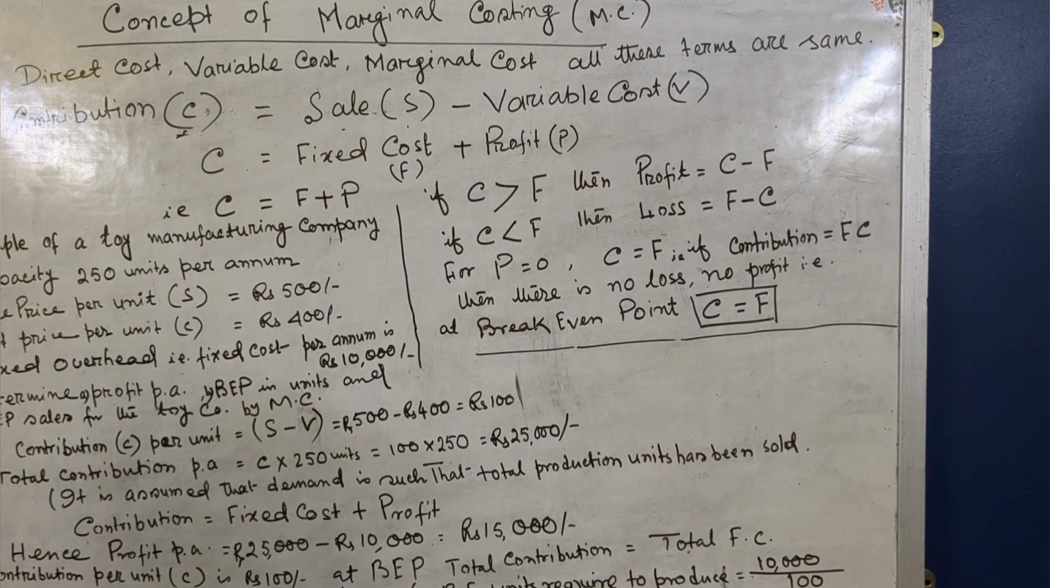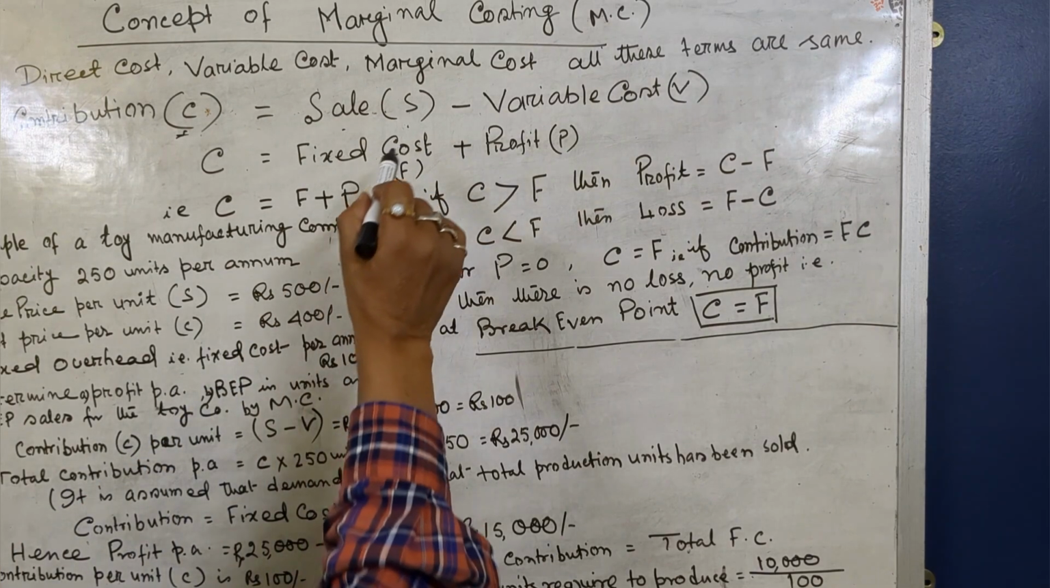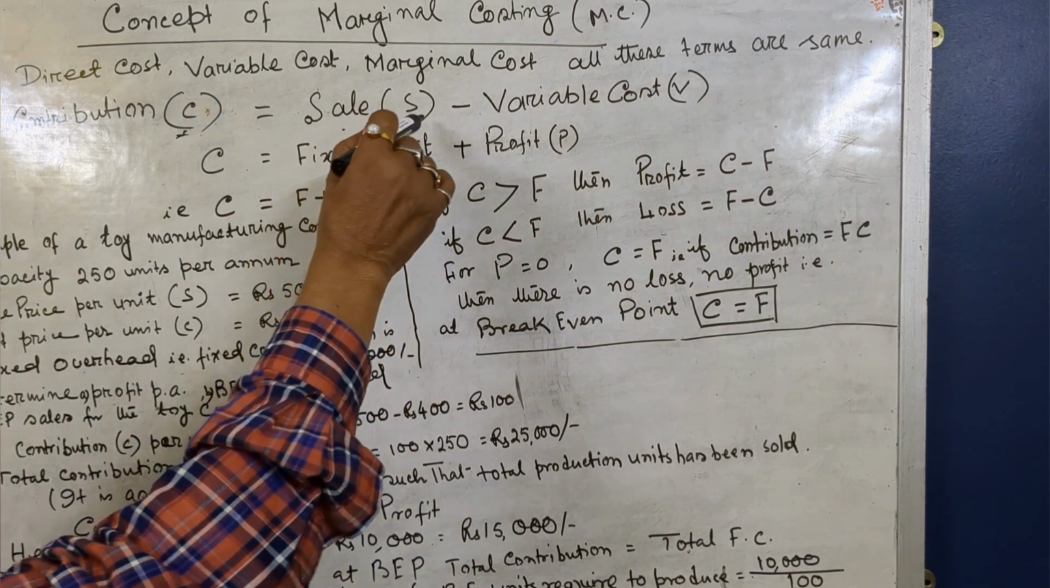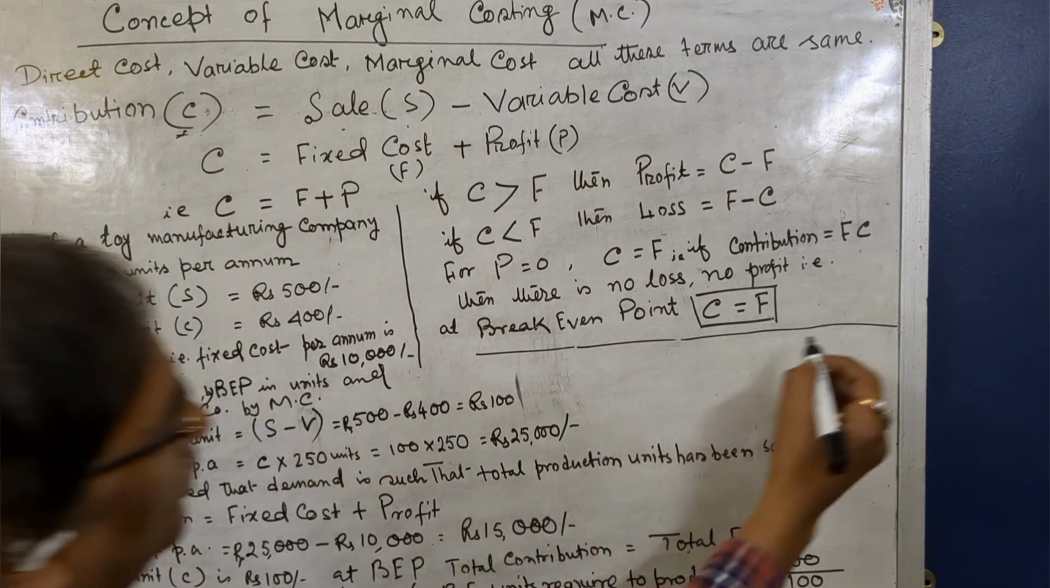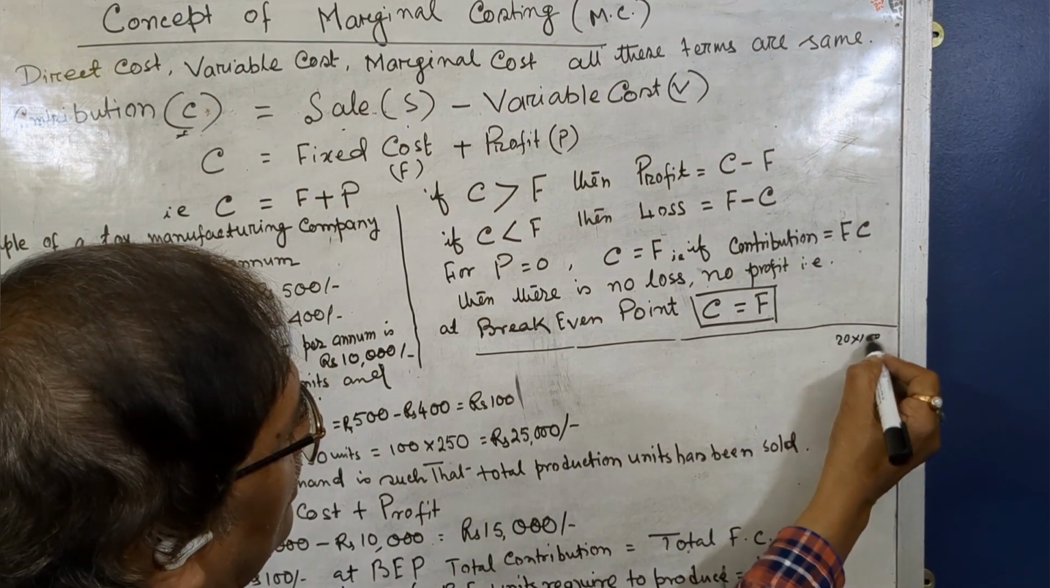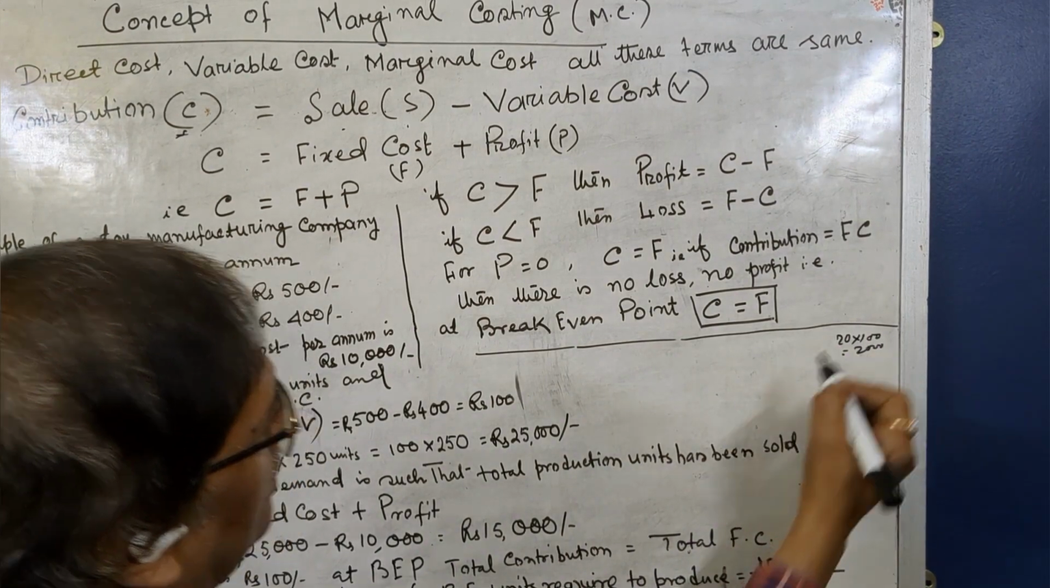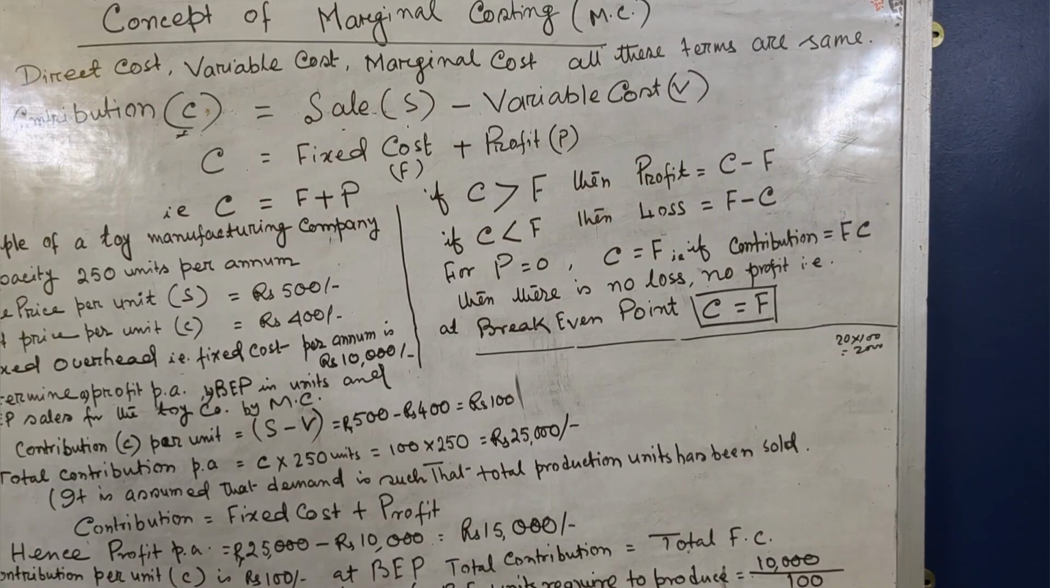Now suppose for a period, say 1 month, you are selling 100 units of this product. Then how much contribution will you get? Each product will give you rupees 20 contribution, so 20 into 100, that is 2000, will be received as contribution in your basket.